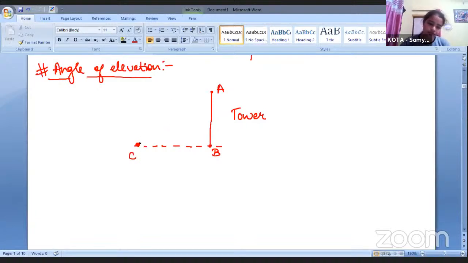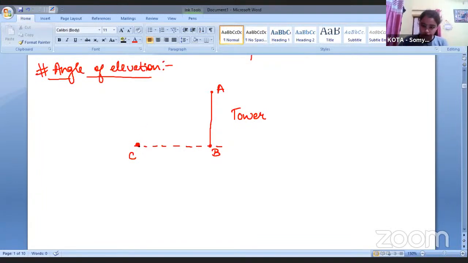Now don't wonder why Krishna is coinciding with the road. We are not considering the height of Krishna. We are just taking his position. He is standing here. Okay.